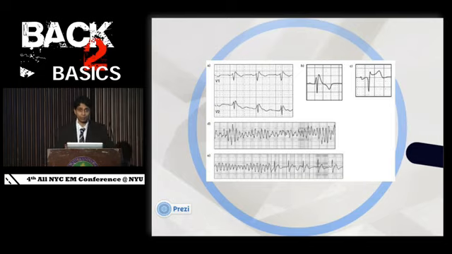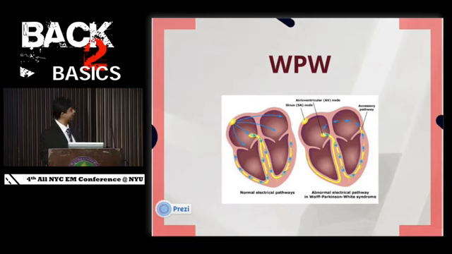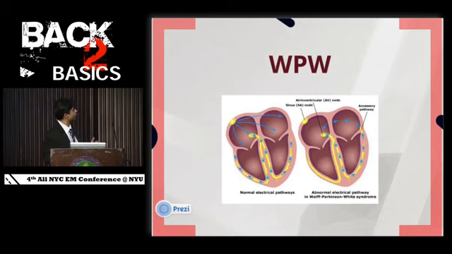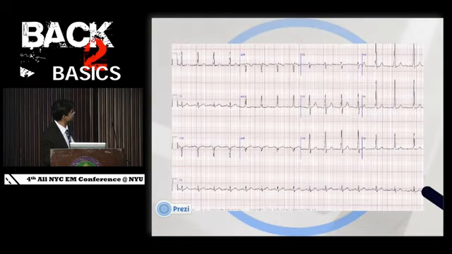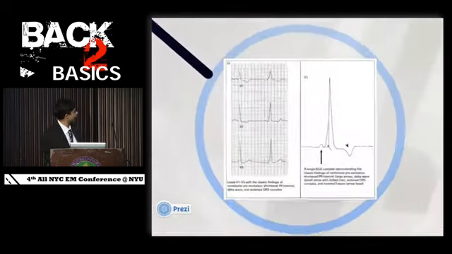All right, WPW, you guys know this. There's an accessory pathway, but again, these guys can go into VTAC, and so you want to look for these subtle things. EKG looks pretty normal. You want to look for these delta waves. You want to look really closely to see if they're there and if there's a short PR. Because these people, again, need to see a cardiologist, and you can save their life. If you didn't see it on the last slide, here's just another one.